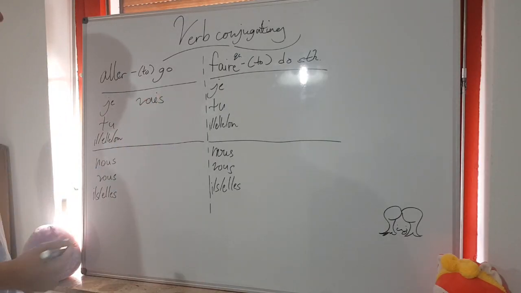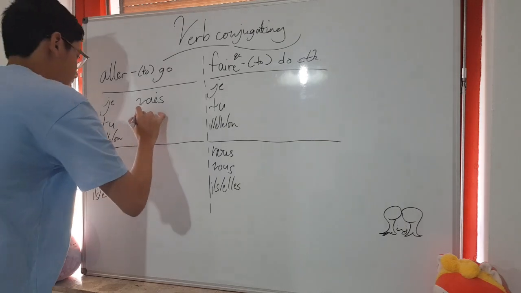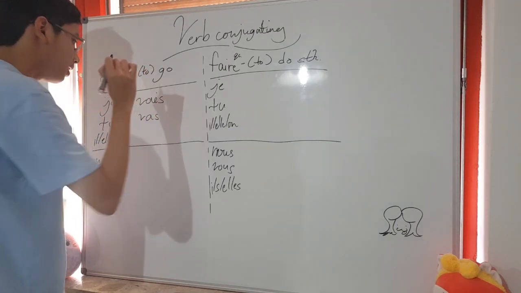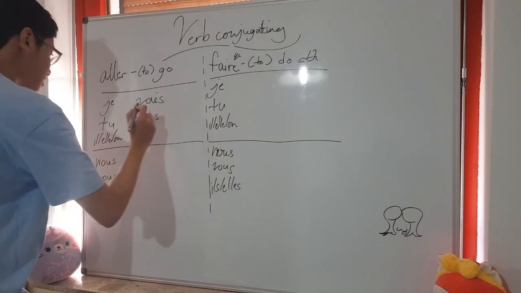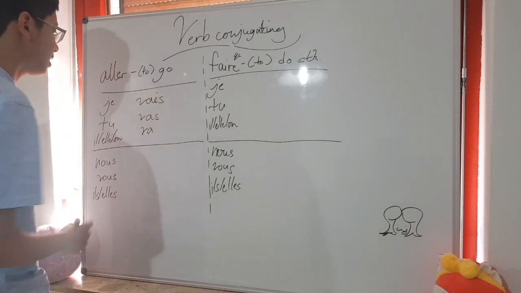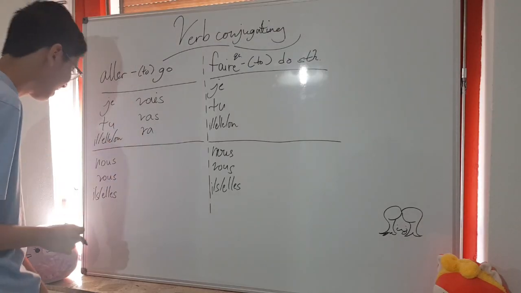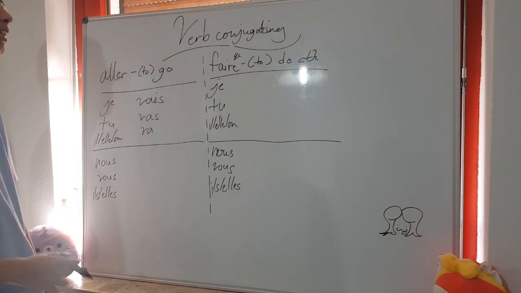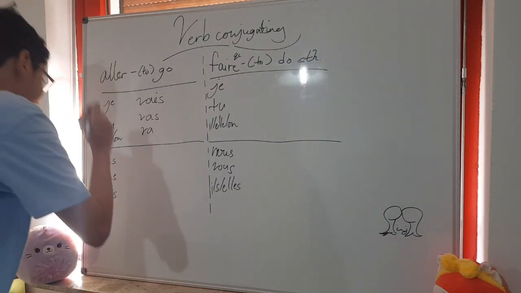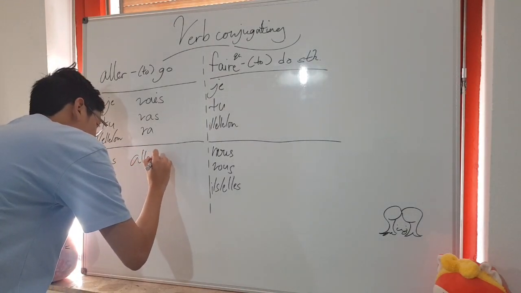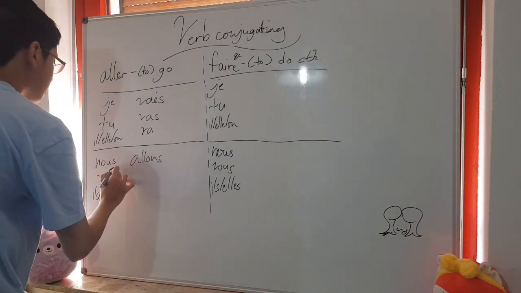It's just my handwriting. Now for tu, you just take out the I from vais, and you end up with tu vas. Now if you want for il and on, just take out the S, and then you have va. God, it kind of looks like a gamma. And then we'll move on to nous. This time we have to unfortunately use the vowel. Anyways, it's going to be nous allons.